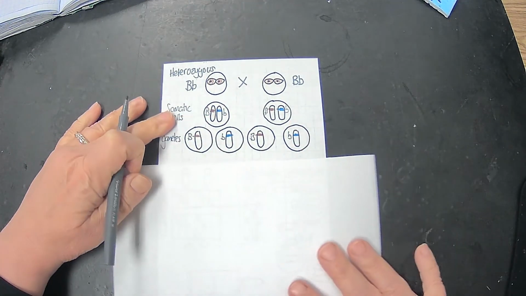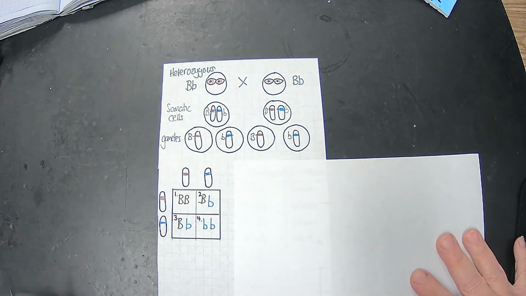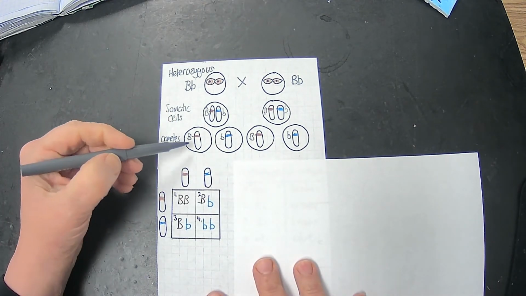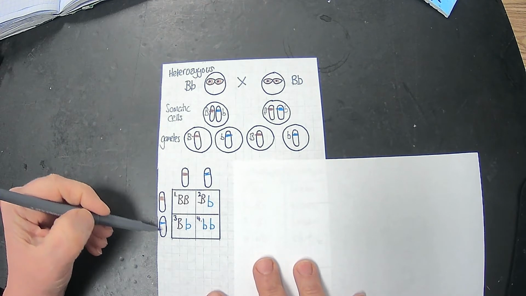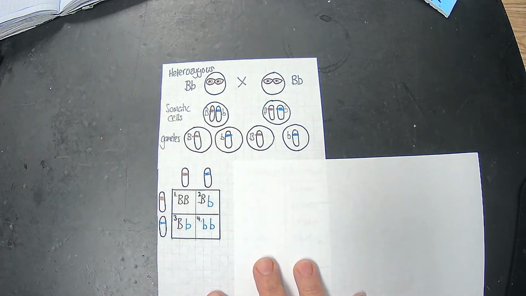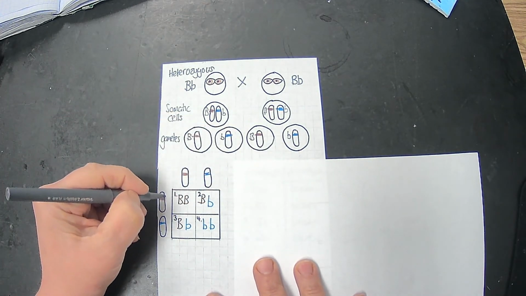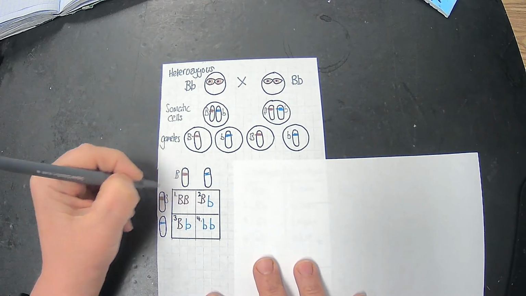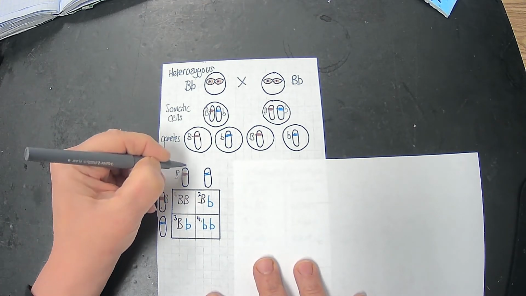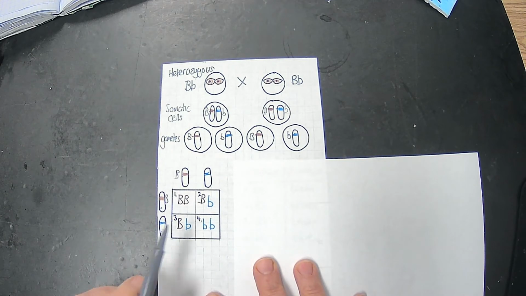The next step would be my Punnett square. So I take these two and put them here, and I take these two and put them on the top. I have a big B and a big B. So if this sperm cell fertilizes this egg cell, I get big B, big B, homozygous dominant, because the baby would inherit dominant alleles, one from each parent.